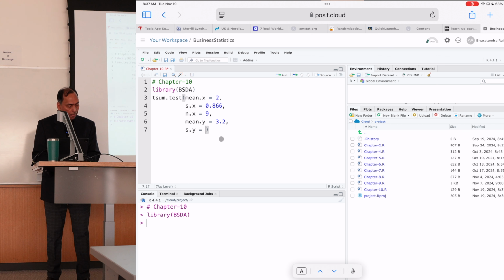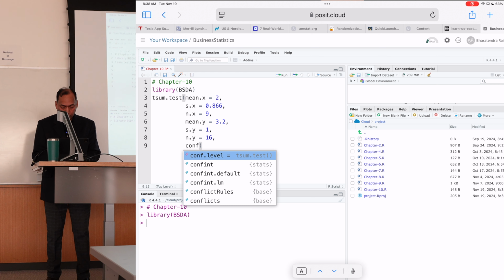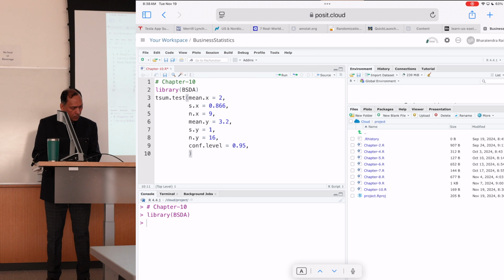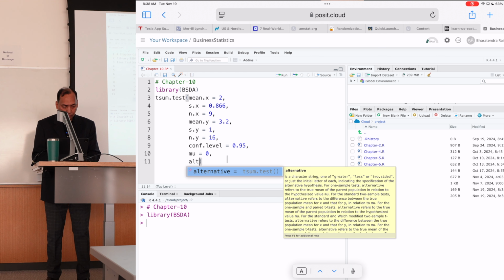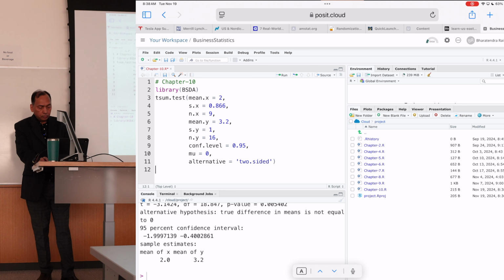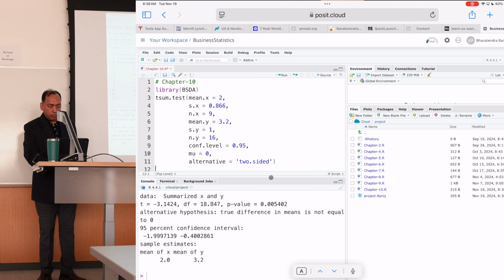Variability in the second sample 1. Sample size for the second sample was 16. Confidence level 0.95. Mu 0. Alternative two-sided. So two-sided within quotes. And that gives our output.